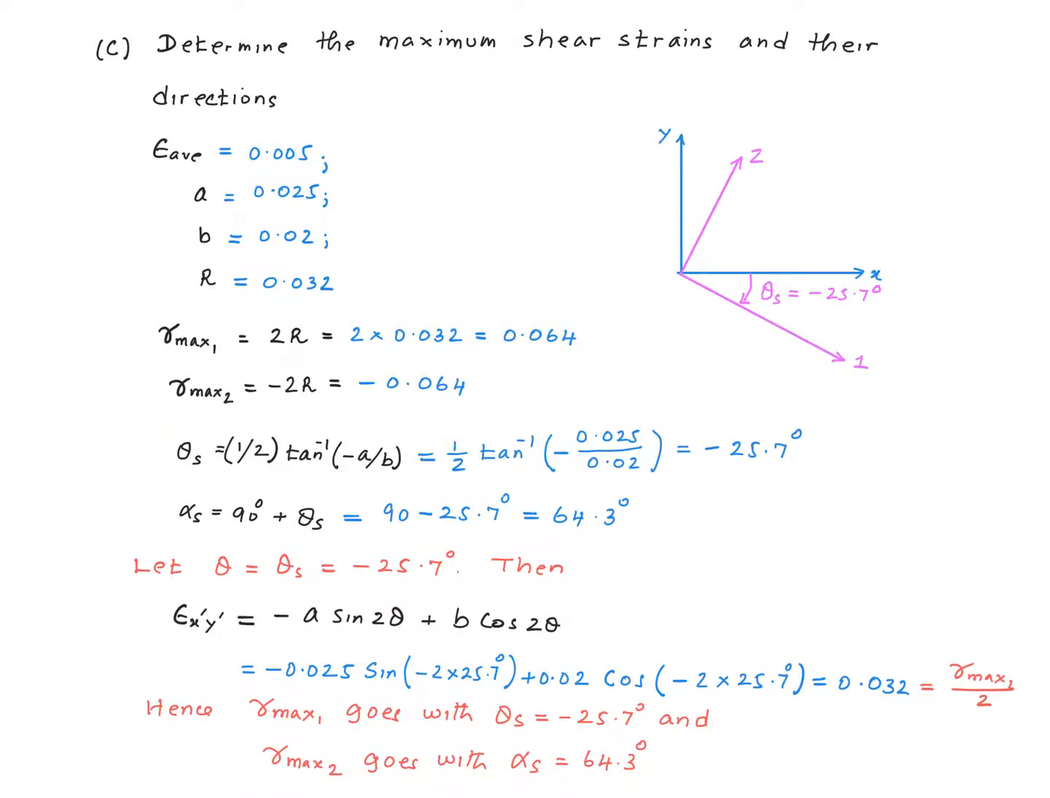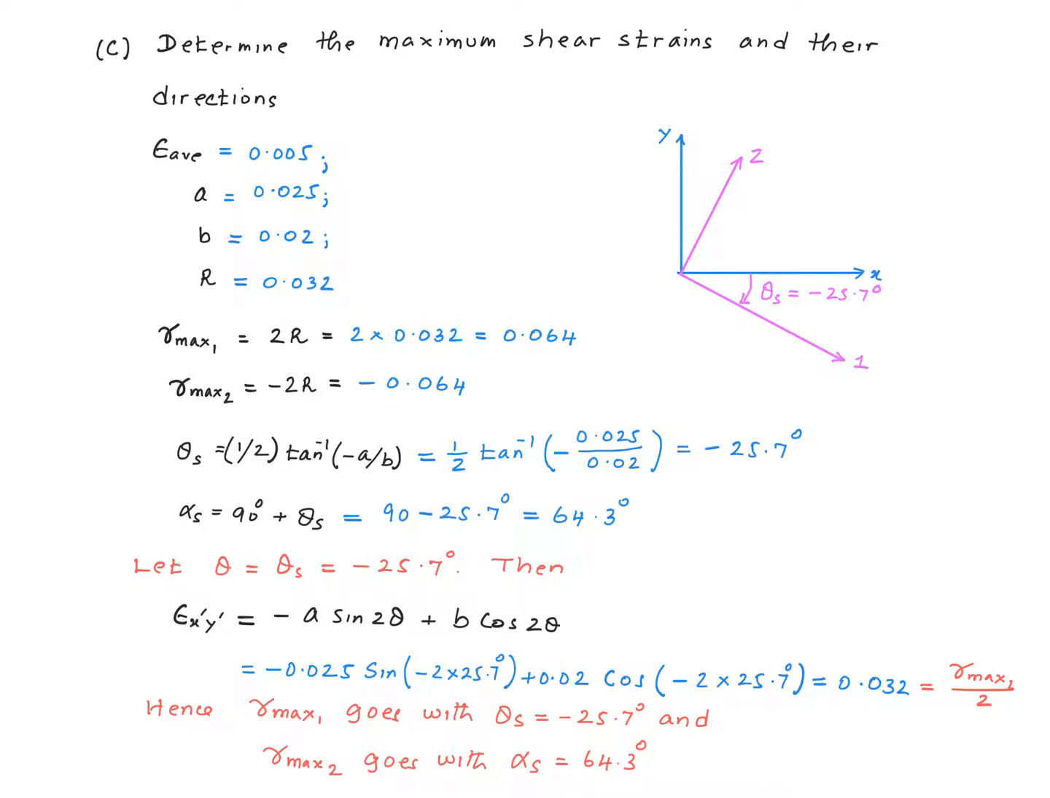Here is the analysis concerning the maximum shear strains. The magnitudes of the two shear strains are found by these equations. So I get values of 0.064 and minus 0.064. The two angles to go with these shear strains are these. Theta s is minus 25.7 degrees and alpha s is 64.3 degrees.